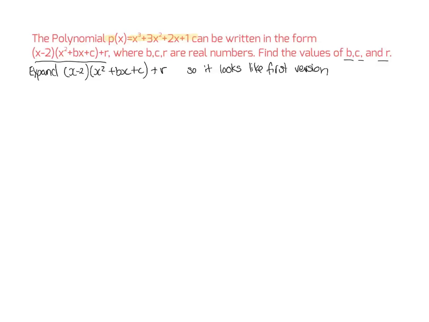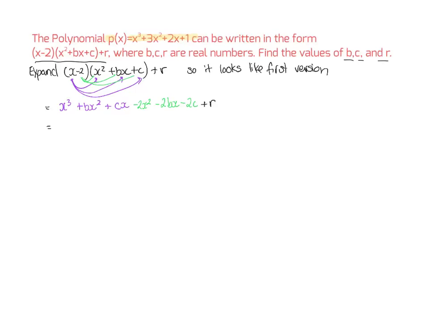So when we expand, remember we have to times each term by that, and then that 2 will have to be done too. So if we do that, we get x to the power of 3, then x times bx would be plus bx squared, plus x times c, cx. And now I'm doing the 2 part, so I get negative 2x squared minus 2bx minus 2c, and we didn't have to do anything with the plus r.